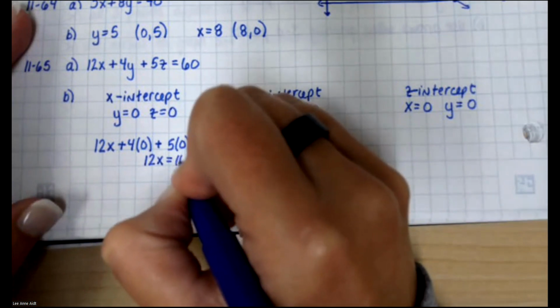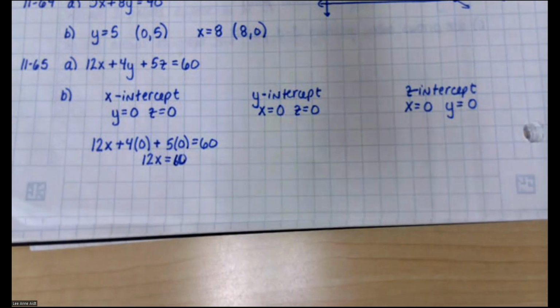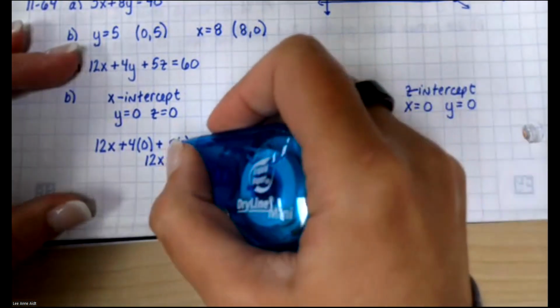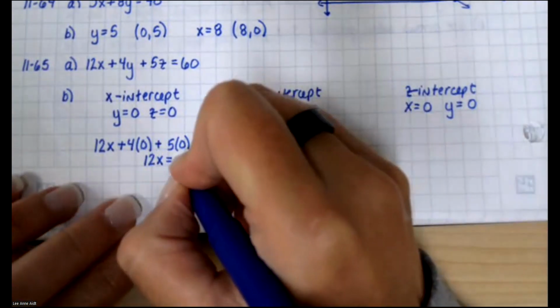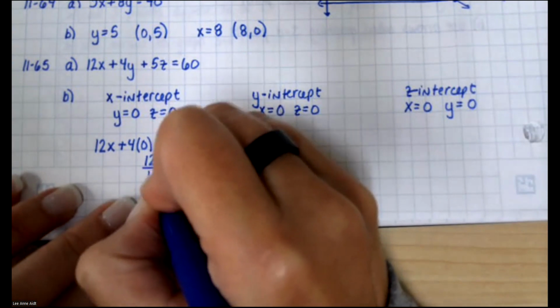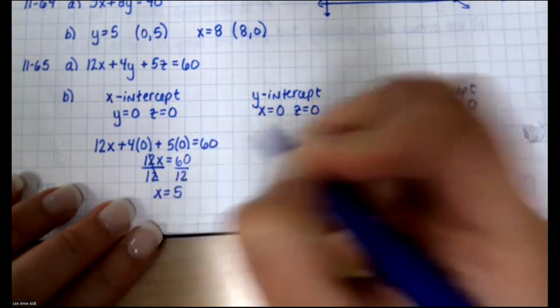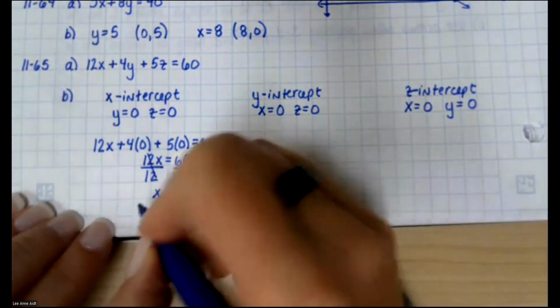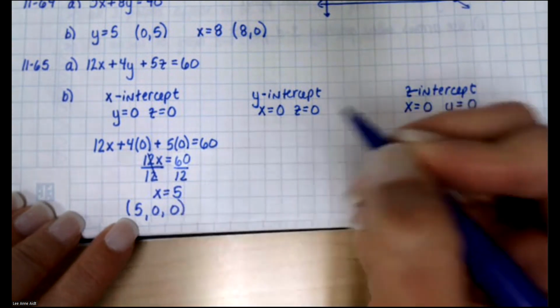12x equals 60. That should say 60. I don't know what it says. That should definitely say 60. Divide by 12. X equals 5. Okay, now we're going to write the coordinate properly. 5, 0, 0.